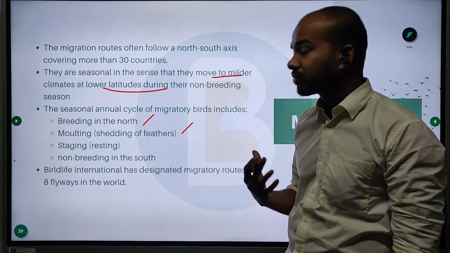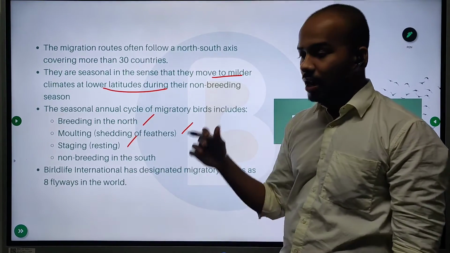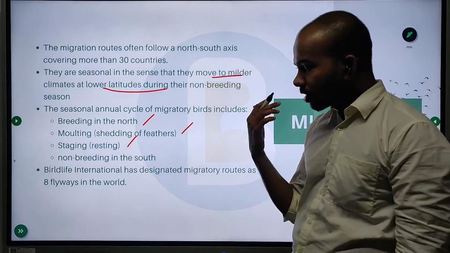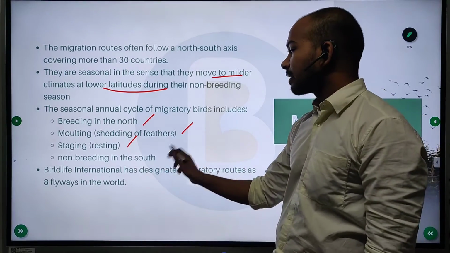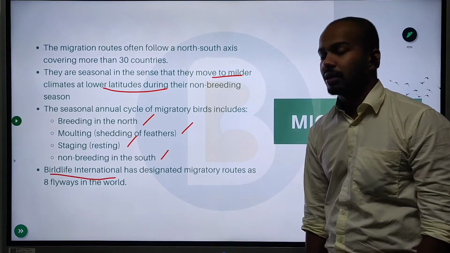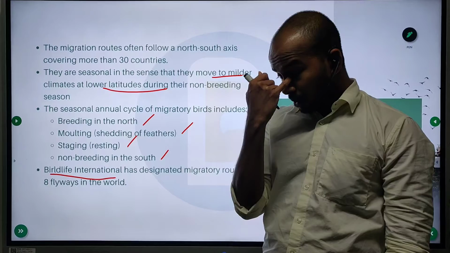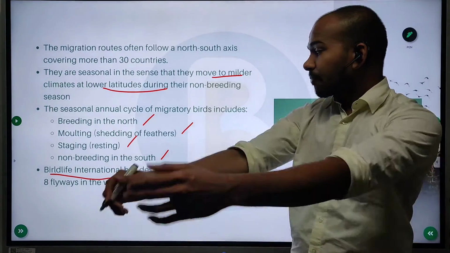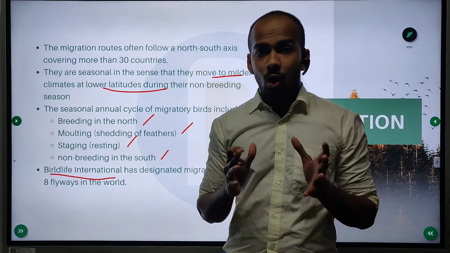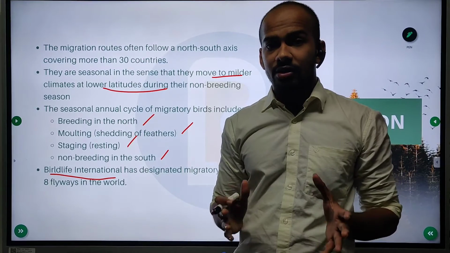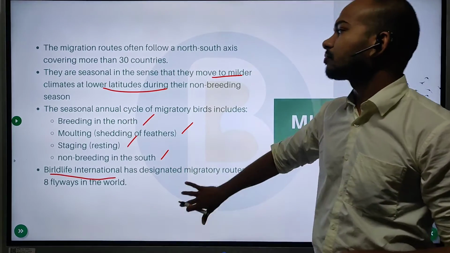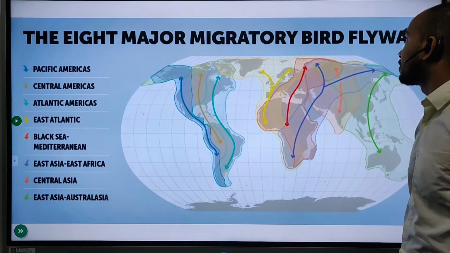Molting means shedding of its feathers. Staging means resting. They will land in certain areas like wetlands or coastal areas, and they will take rest there. And non-breeding in the south. Now, BirdLife International has designated migratory routes as 8 flyways in the world. When we talk about BirdLife International, it's made up of different NGOs that work for the cause of conserving migratory birds. Not just migratory birds, all the birds, and also their habitat. So these are the 8 major migratory bird flyways.